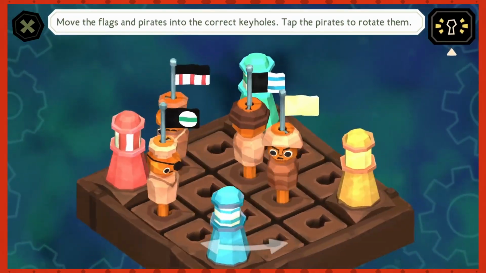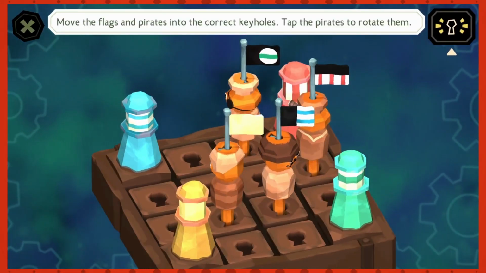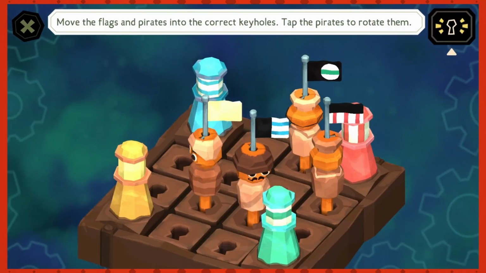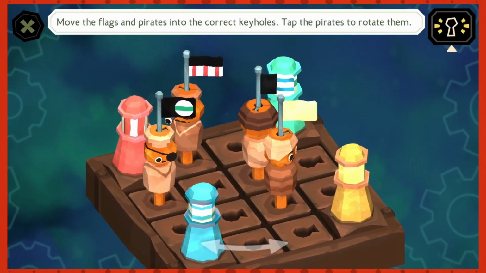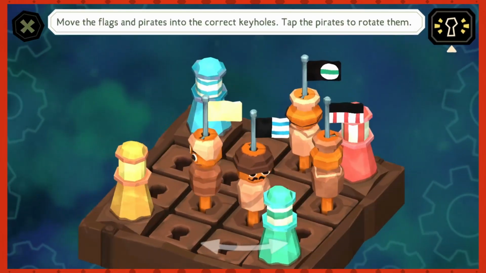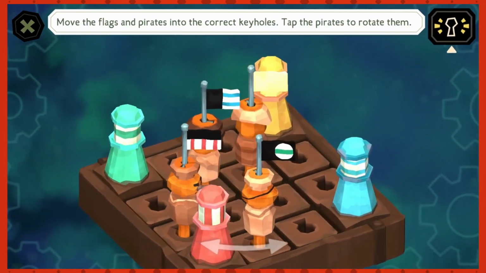Which one relates to which? Like, the flags clearly relate to each tower. That part I get. But which pirate relates to each tower? Oh, it sounds almost exactly like Whiskey in the Jar.